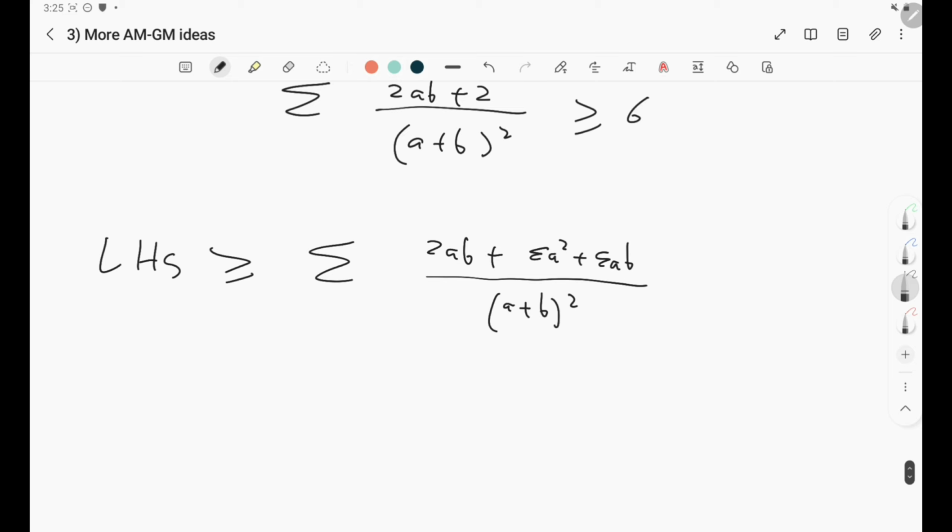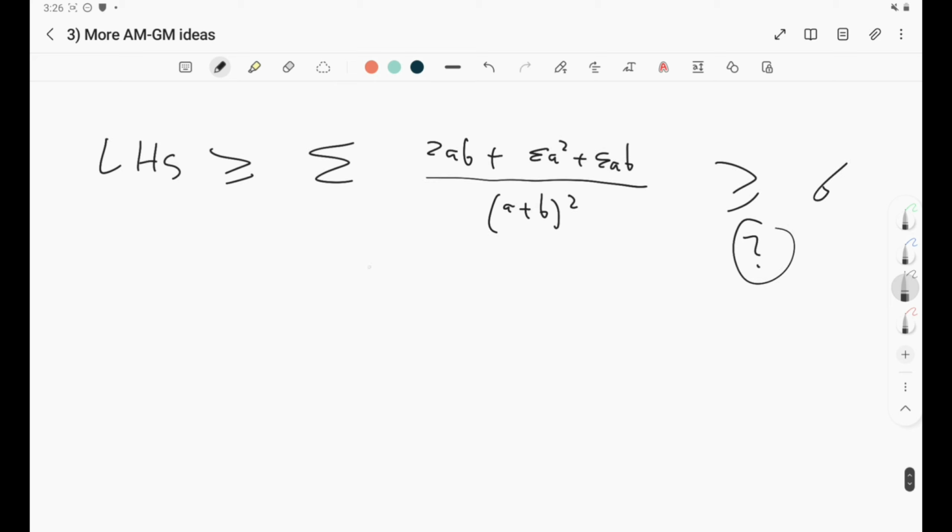Okay, so now this is homogeneous, as we said. Now this is degree 0, and we need to show that it's greater than 6, which is also degree 0. So now we have a homogeneous inequality, and now guess what? We can totally forget about the condition. Okay, that's perfect. So let's just focus on proving this, just like any other problem.